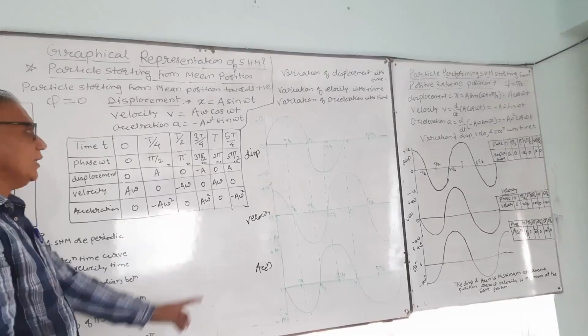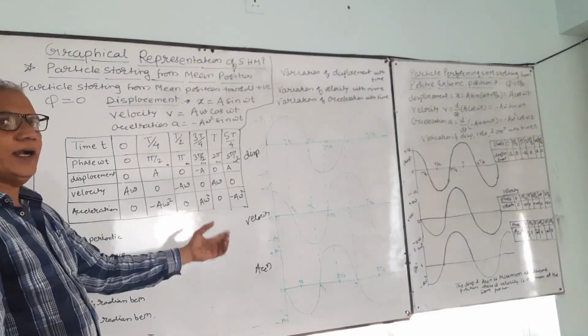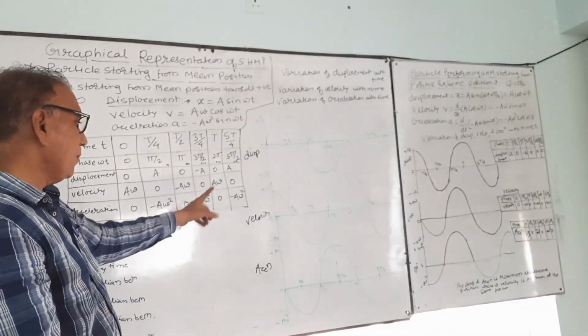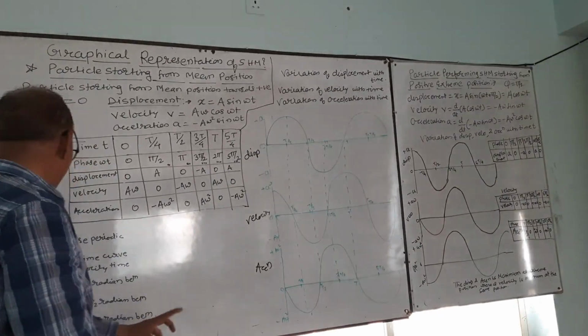There is a phase difference of pi by 2 radian between displacement and velocity. And again, fourth conclusion, there is a phase difference of pi by 2 radian between velocity and acceleration.